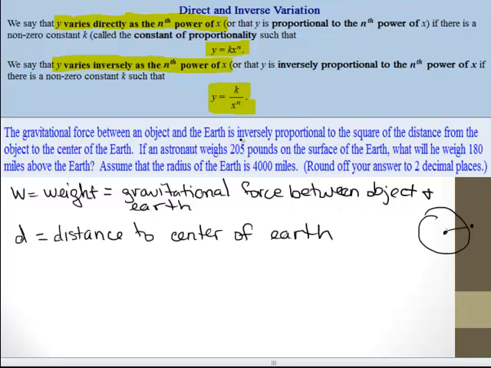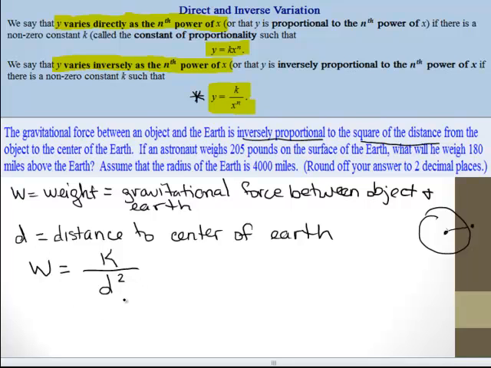And it says that it is inversely proportional, so that means we're going to be using this formula. So instead of y, we're going to have W. W varies inversely, it is inversely proportional. So we know we have this, we know the k is in the numerator, to the square of the distance. Here's the distance, and here's the distance squared. The square of the distance from the object to the center of the earth.